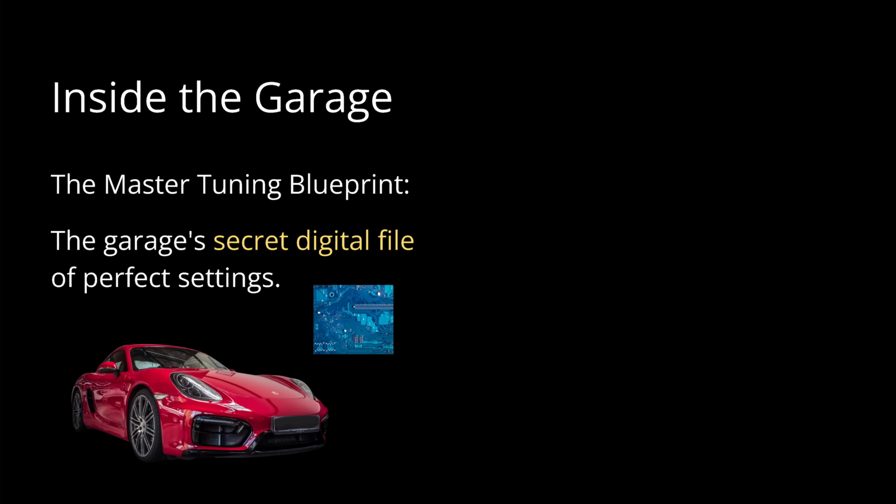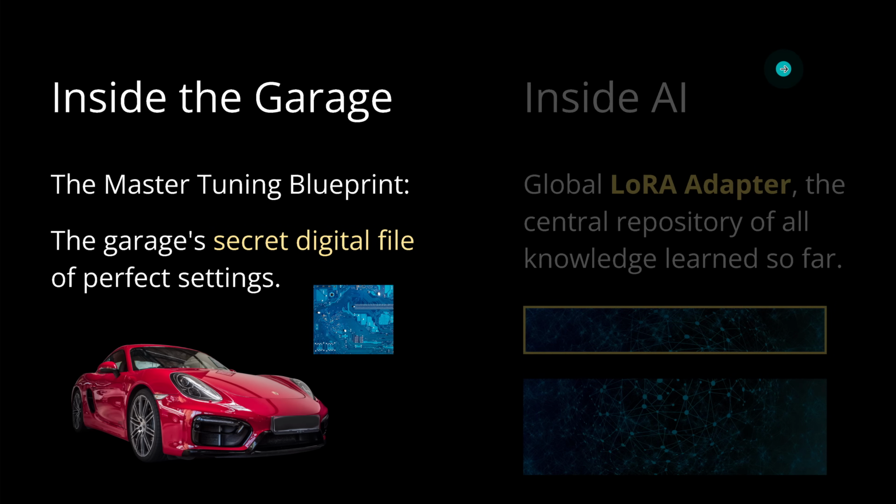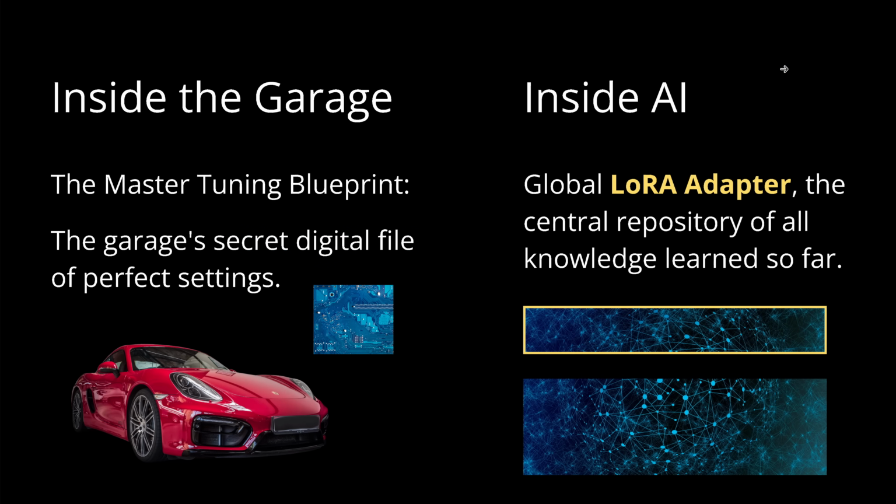So what do we do here at the racetrack? This is easy, no? You have multiple tuners. You can have a master tuning blueprint, and you get a new tuning chip with a secret digital file with all the perfect settings for your car for this particular racetrack today. This is great. Well, we can do the same in AI, no problem at all. Maybe it is an AI chip, no?